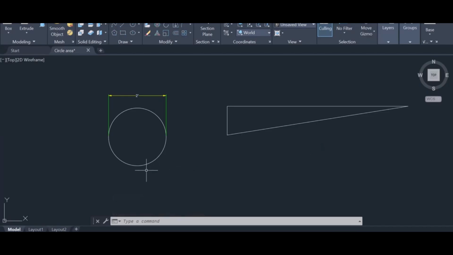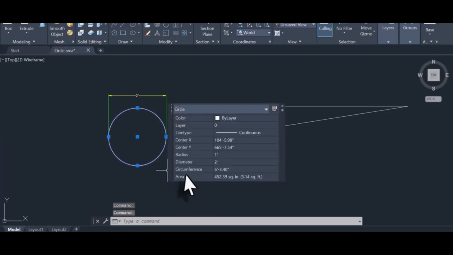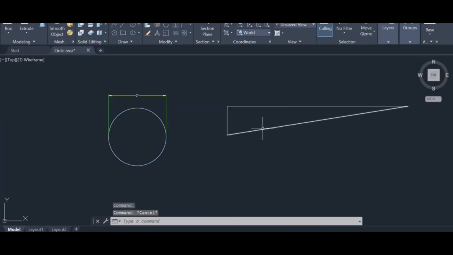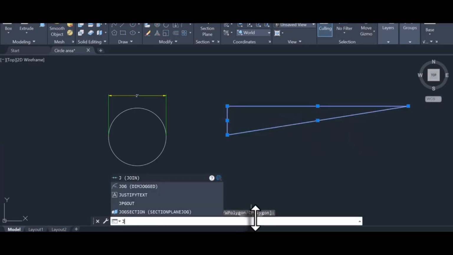Okay. Let's check the circle area for 5.2 square inch. Here, spreading so in mass combining. Try command.